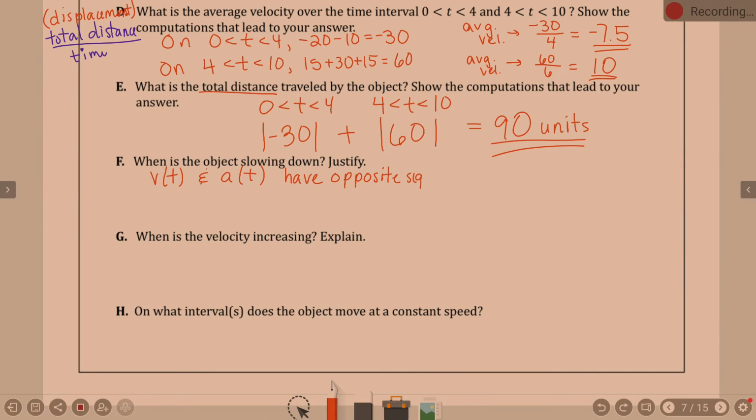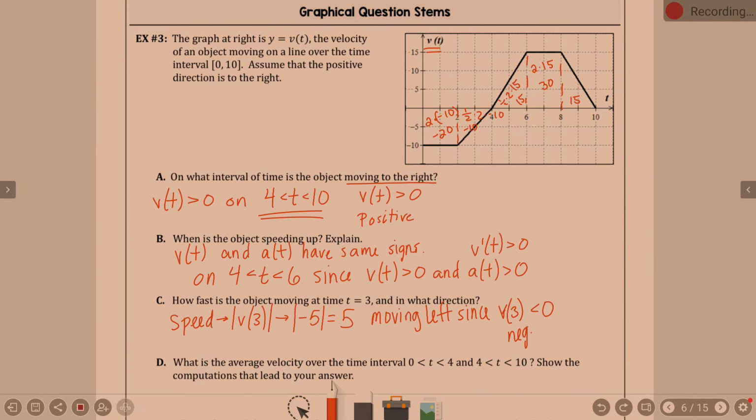Well, didn't we already talk about speeding up? I think we already talked about that, didn't we? Yeah, speeding up was part B. When are we going to have opposite signs here?